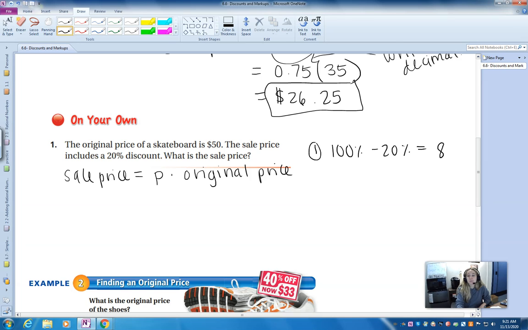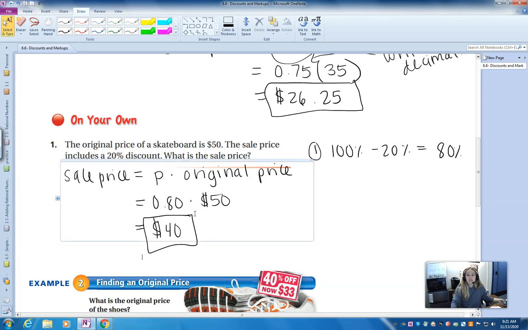get how much you're actually going to pay for. So you were going to pay for 80% of that skateboard. So to set this up, you're going to write 80% as a decimal, 0.80, times the original price, which is $50. And then you're going to type it into your calculator, 0.80 times 50, and that's going to give you $40. So you are going to pay $40 for the skateboard when it is on sale.